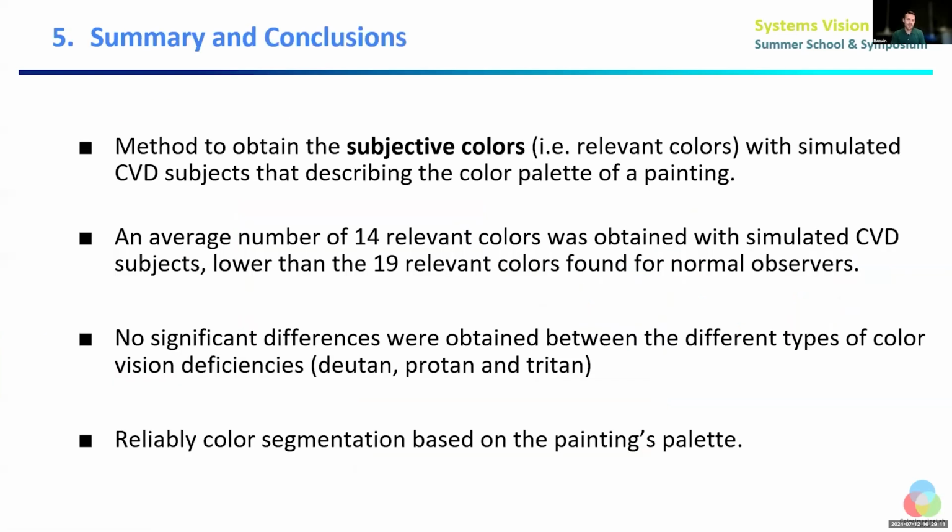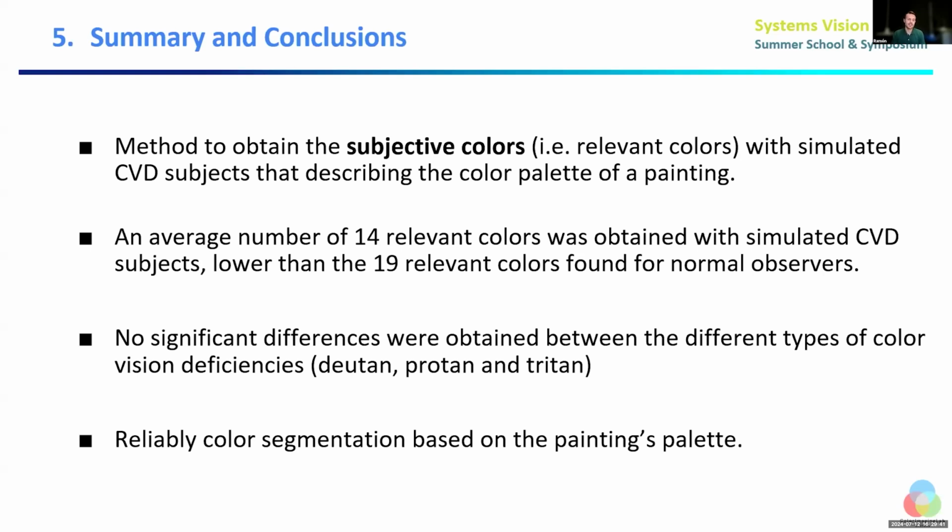And this brings me to the conclusions. First, we have introduced a method to obtain the subject relevant colors that describe the color palette of a painting for simulated CVD subjects. Second, we got an average number of 14 colors with all the simulated CVD paintings. This number was lower than the average number of colors found for normal color vision observers, as we expected.